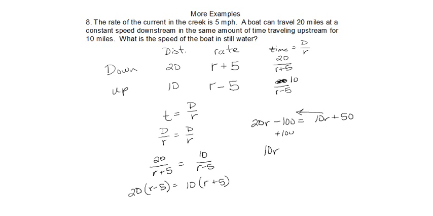Now let's move our constant of 100 over to the other side, and we will do that by adding 100 to each side. So we should come up with 10r equals 150. And we divide each side by 10 to solve for r. We should get that our rate in still water is r equals 15.